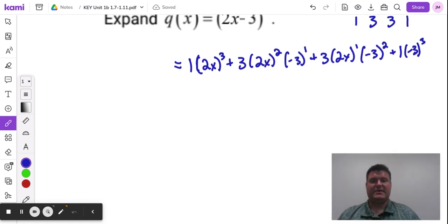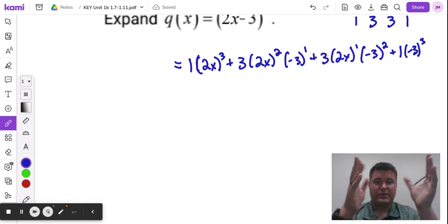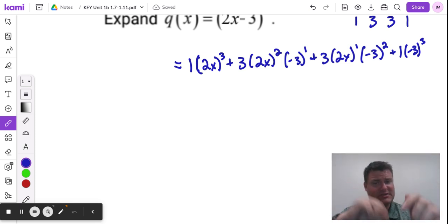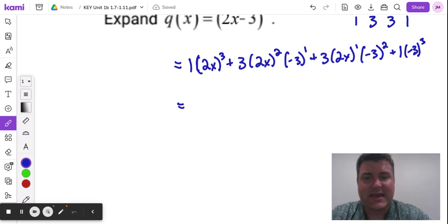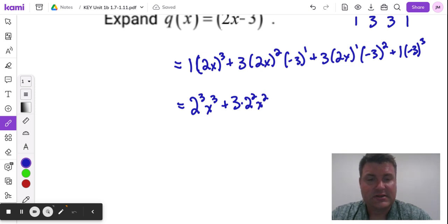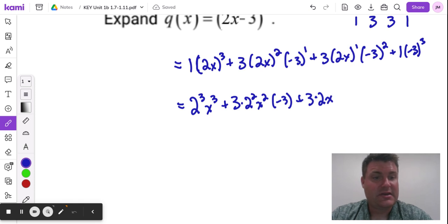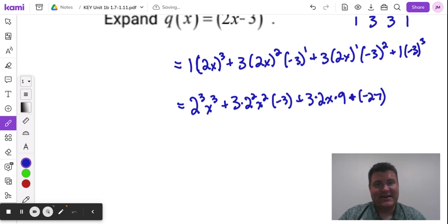Okay, so we've just got to be careful here. We have to make sure we distribute the power, I guess you could say it like that. So this is going to be 2 cubed and x cubed, plus 3 times 2 squared x squared times negative 3, plus 3 times 2x, and then negative 3 squared is 9, so times 9, and then plus negative 3 cubed is negative 27. I just did that extra step for you in your notes.